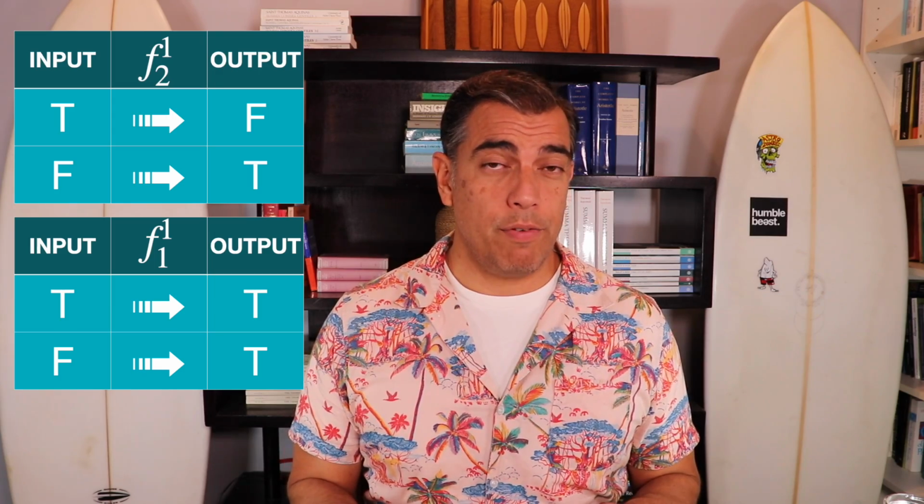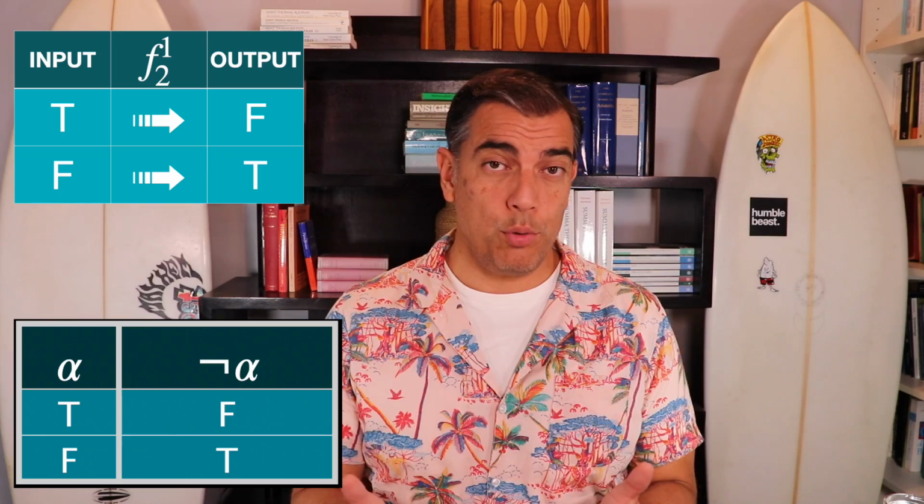Now, looking at these different functions, you may recognize one of them. The function that takes t as an input and makes f the output, or takes f as an input and makes t the output, that's the same function that we use to define our connective not. It's the truth table we had for it.